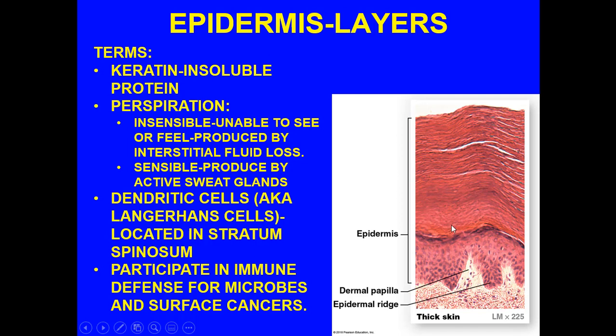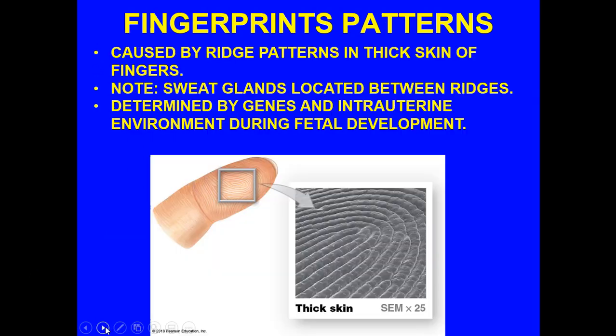Also, in the lowermost levels of the epidermis, you're going to find what are called dendritic cells. Otherwise, they go by the name Langerhans cells. They are located in the stratum spinosum, in here, and they participate in immune defense against microbes and surface cancers. Okay.